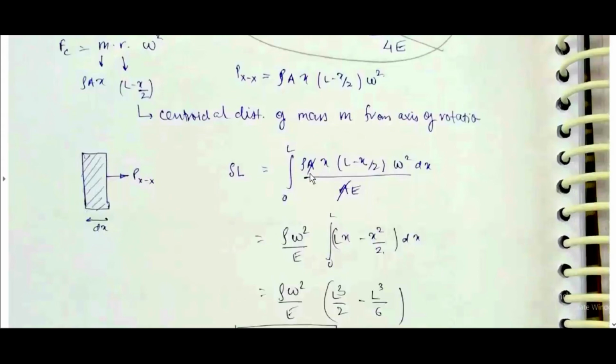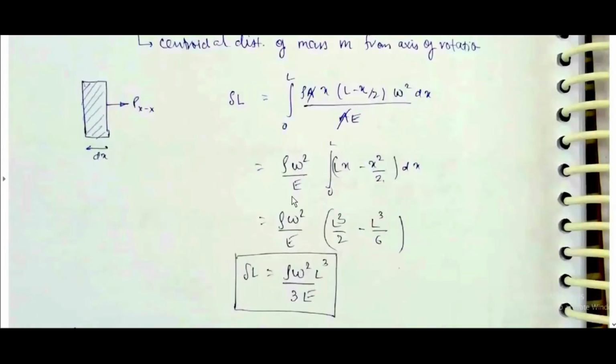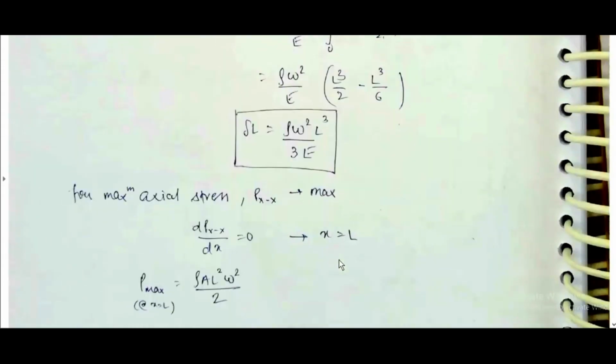Delta L is equal to integral 0 to L of P dx by A, which is rho A x into (L minus x by 2) into omega square into dx by A, equal to rho omega square by E into integral 0 to L of (Lx minus x square by 2) dx, equal to rho omega square by E into (L cube by 2 minus L cube by 6). Delta L is equal to rho omega square L cube by 3E.